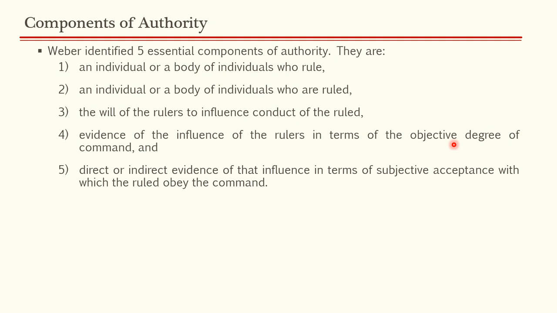In general, are your ideas accepted? Are you a famous leader? So this is nothing but objective acceptance. And subjective acceptance is how many actually, out of 10 people, how many are obeying you. So these are the 5 components of authority: someone who rules, someone who is ruled, the will of the rulers, fourth is the objective degree of acceptance or influence on the people, and the fifth is the subjective acceptance of the commands of the ruler.